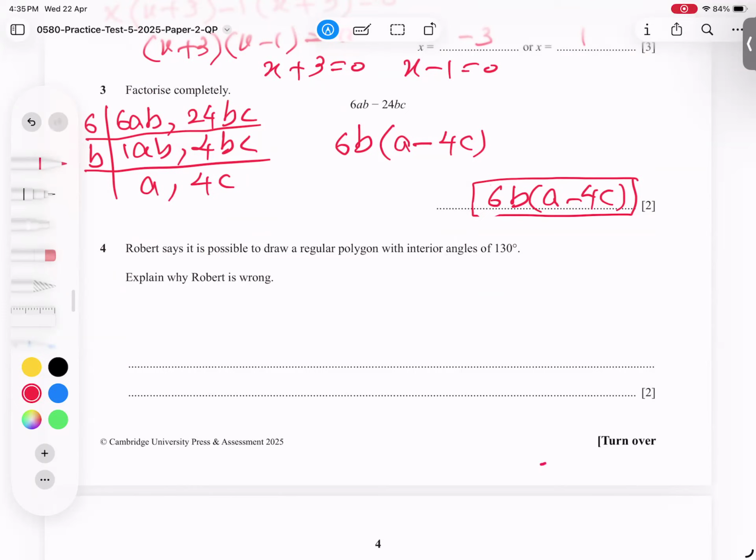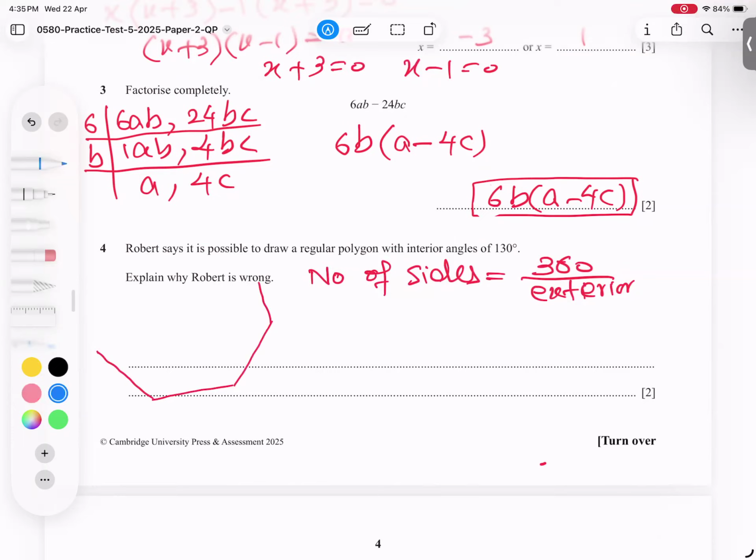First of all, do you know we have a number of sides formula? The number of sides formula is, I'm writing for you, 360 divided by the exterior angle. So let's start. Student, the interior angle is 130. When you have this side, this side, this side, it continues. So this is called interior, this is called interior, this is called interior. But when extended, this is called exterior, this is called exterior, this is called exterior.